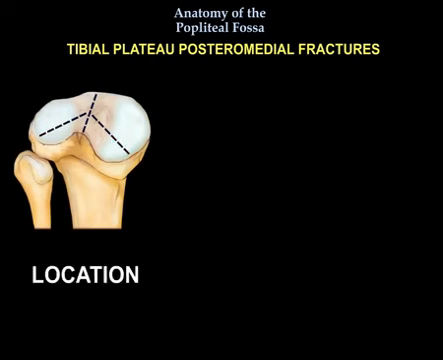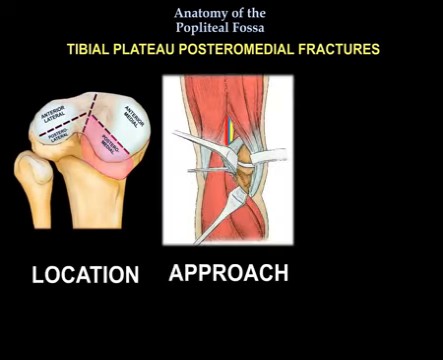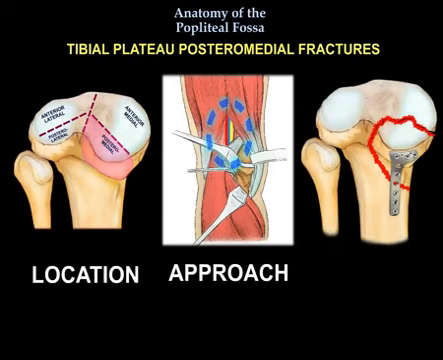This is the anatomical location of the fragment, and this is the approach between the semimembranosus and the medial gastrocnemius. You can see that the neurovascular structures are lateral to the medial gastrocnemius. And this is the plate fixation posteromedially through that incision.